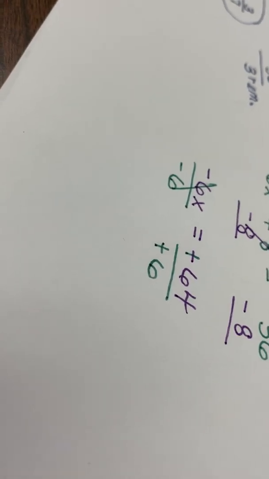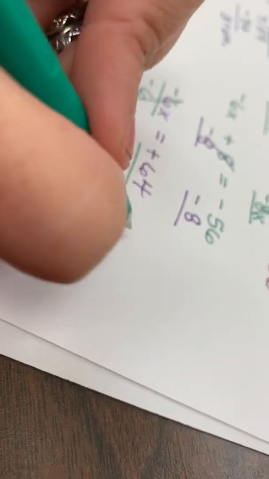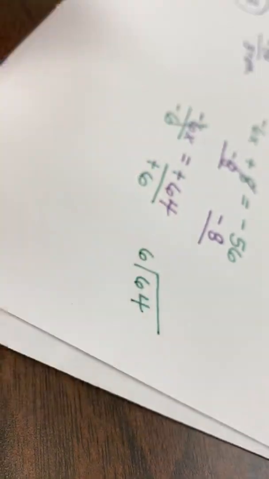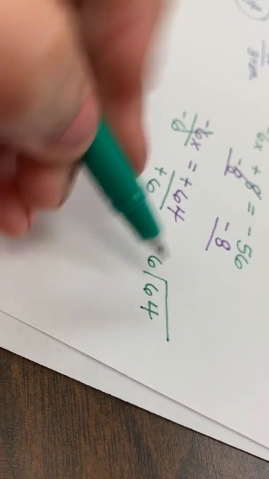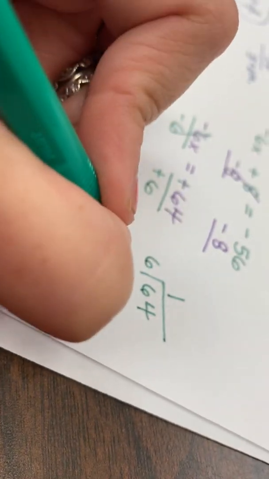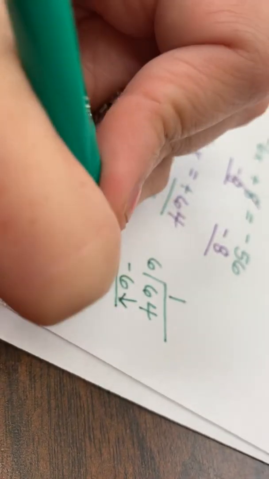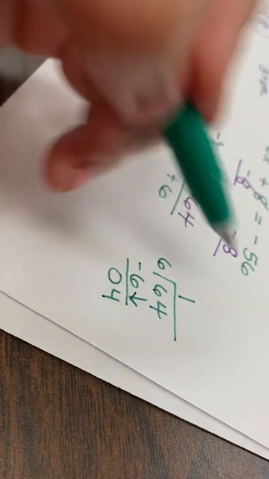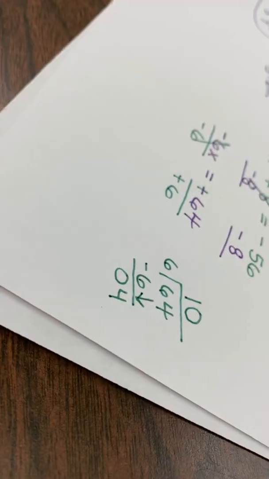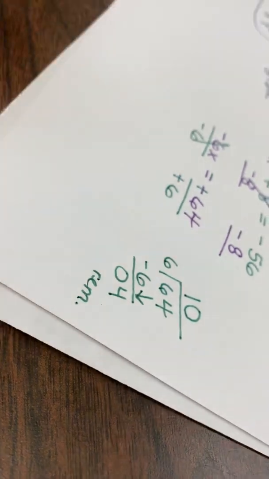Can 6 go into 64 an even number of times? No. So I'm going to go to the side here. 6 into 64. 6 does go into 6 one time. 1 times 6 is 6. 6 minus 6 is 0. Bring down your 4. 6 does not go into 4, which means 4 is our remainder.